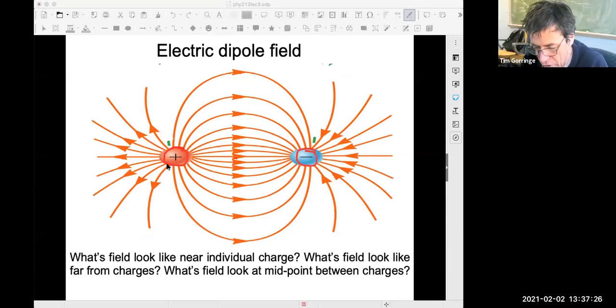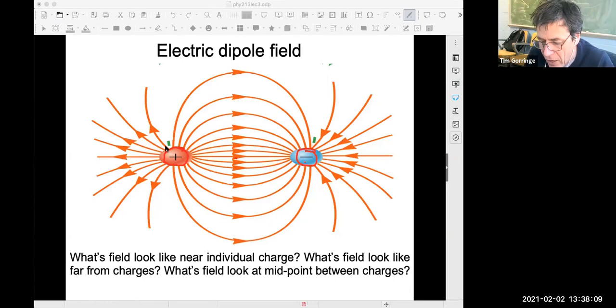If you were close to the positive charge, or if you were close to the negative charge, what would the field look like? Well, if you're much closer to one charge than the other charge, it just basically looks like the field of the nearby charge. So close to the positive charge, the field just looks like the field of a positive charge. The field lines come radially outwards. If you're close to the negative charge, the field looks just like the field of the negative charge. The field lines go radially inwards. So that's the field close to the charges.